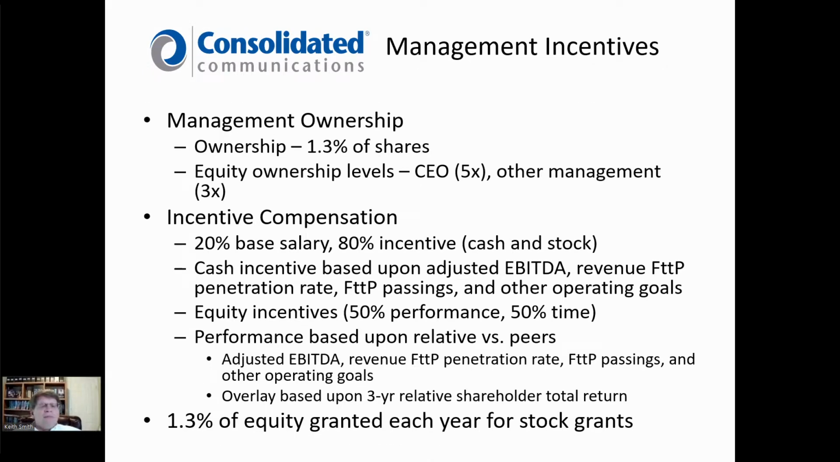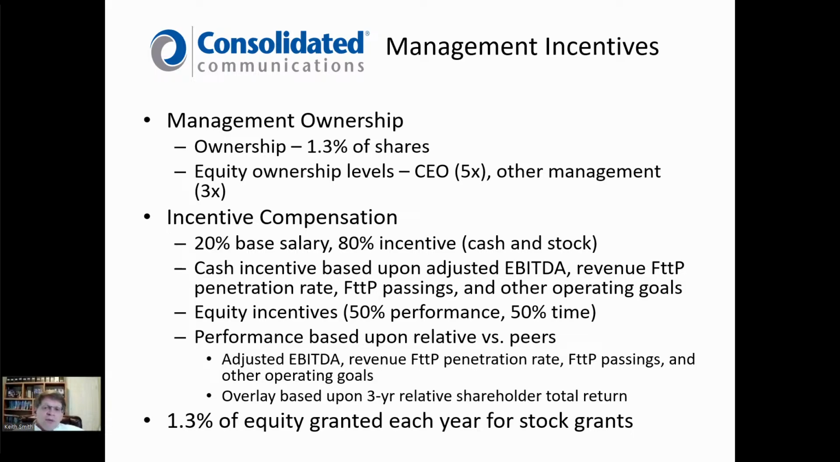So again, we take a look at the management ownership here. Management owns about 1.3% of the shares. The CEO owns about $8.4 million worth of shares. The chairman of the board, roughly $2 million. Again, they have similar equity ownership levels as Asbury. These are multiples of their base salary.